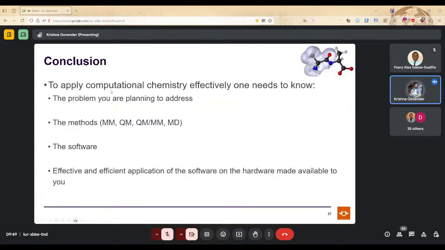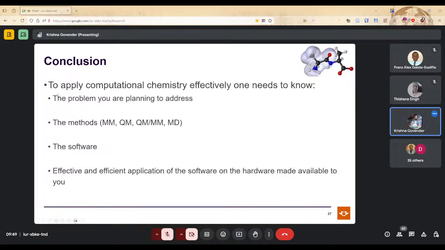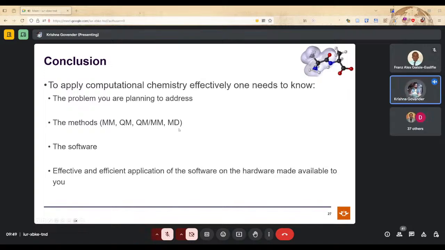Right. And then just to end off, to apply computational chemistry effectively, one needs to know the problem you're planning to address, the methods, which I've explained to you guys, the MM, the QM, your QMMM or your MD, the software that you want to use, and then you need to make sure that you effectively and efficiently use the software on the hardware that's being made available to you.